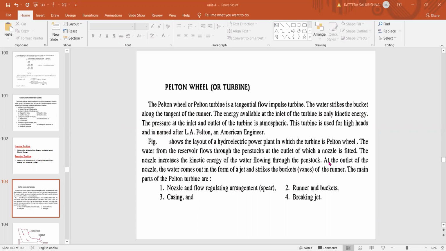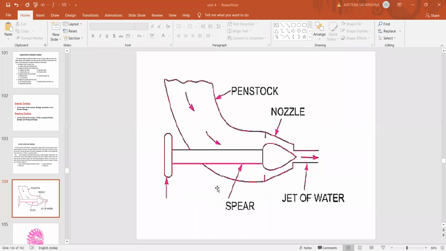Runner means the wheel on which all the blades are attached. The main parts of the Pelton turbine are these four: the nozzle and flow regulating arrangement, which is called the spear, the runner and buckets, the casing, and the braking jet. These are the main four parts of your Pelton wheel, right? So these four parts, right?